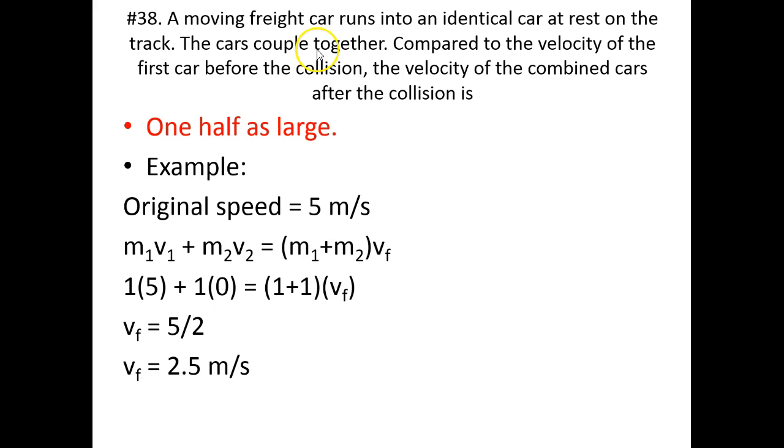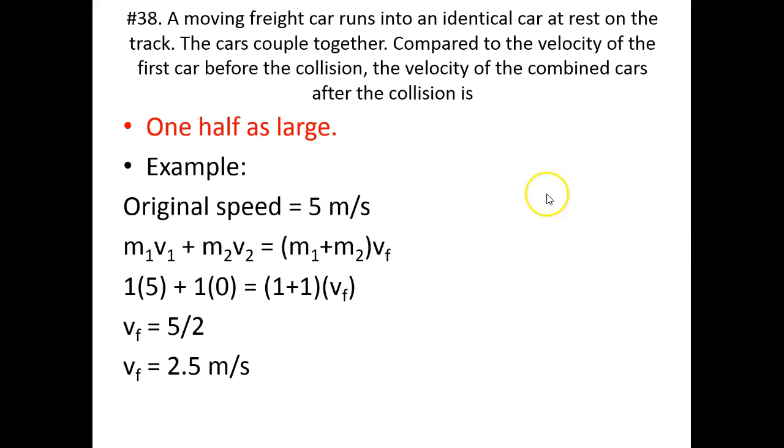So it's not elastic, it is inelastic. They stick together. Compared to the velocity of the first car before the collision, the velocity of the combined cars is going to be much slower. So the original speed of the first car was 5. So here's the first car, 5 times its mass, we'll call it 1. The second car mass is 1, but its velocity is 0. So this term just crosses off. We can add the masses together and then find the final mass and find the final velocity, and it will be 5 over 2, which is 2.5. So we see that it went from here to here, so it would be 1/2 as big.